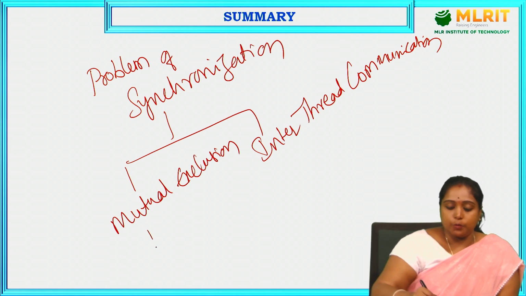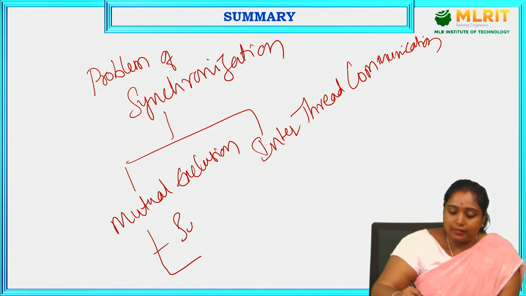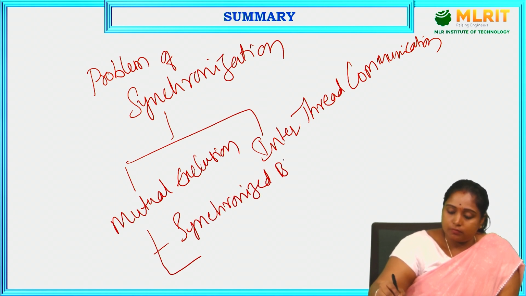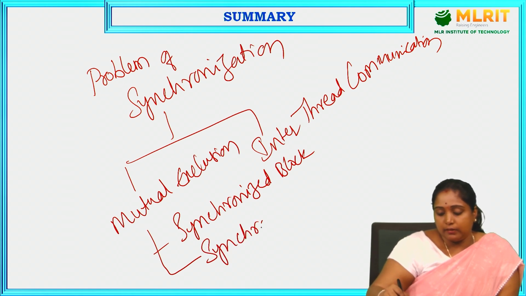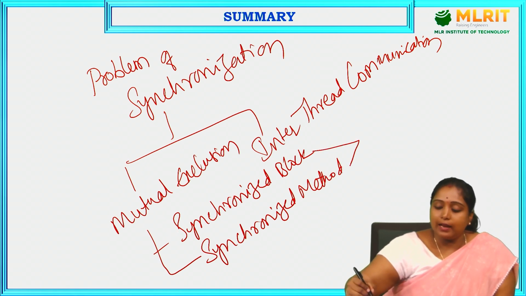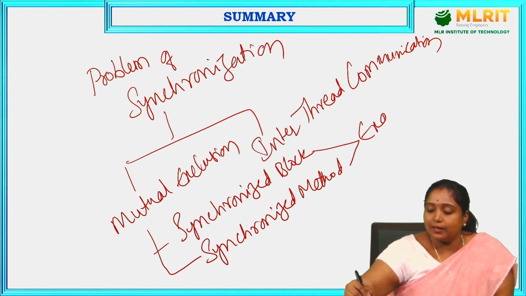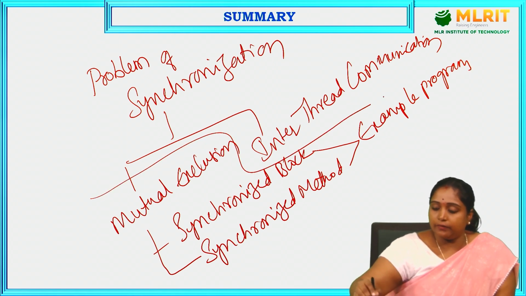Mutual exclusion can be achieved in two ways. One is synchronized block and the second one is synchronized method. And we have seen how you can achieve the synchronized method and synchronized block with the example programs. This is what we have seen in today's session.